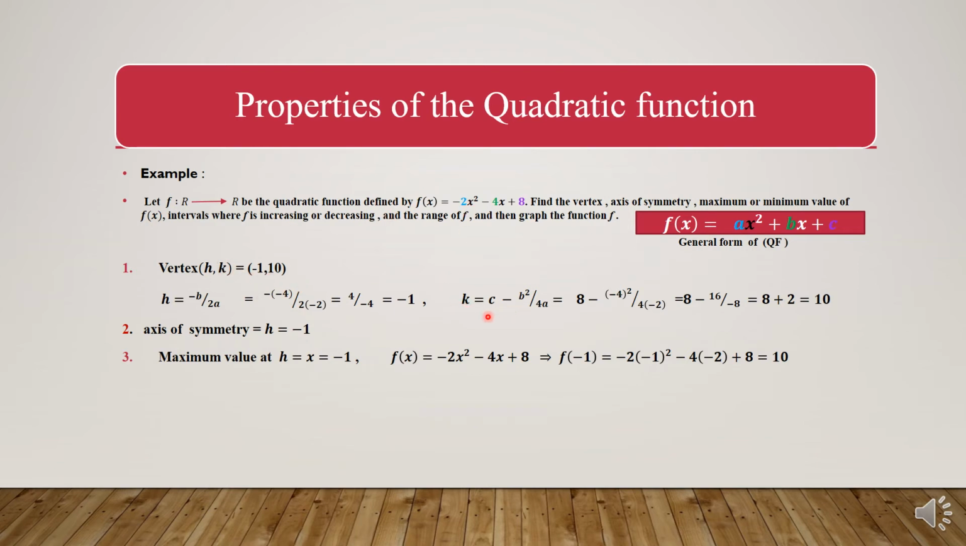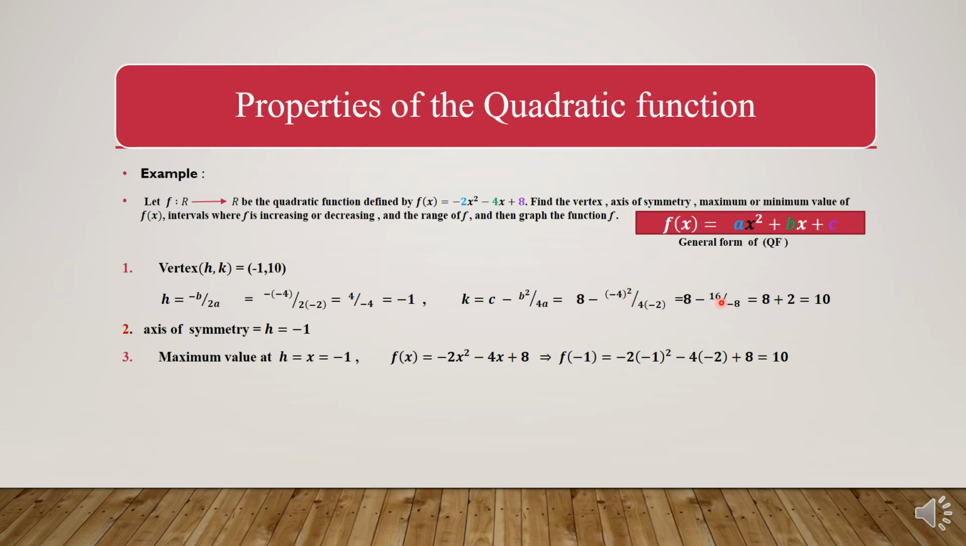So now we come to the point k. For this k value, you will have to memorize this formula, please. Without memorizing these formulas you will not be able to learn to solve the questions. k is equal to c minus b square divided by 4a. What is the value of c? c is the constant value, 8, minus b square. Put the b value, which is minus 4 square, divided by 4a. a is minus 2.